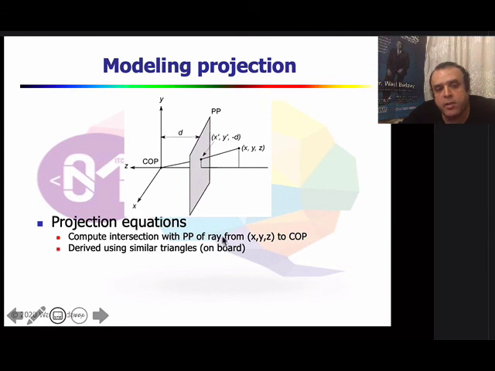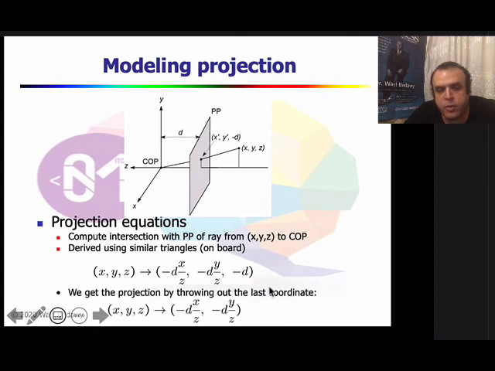For the projection equation, I want to compute the intersection between the points and the planar space, and I will derive it using the rectangle you can see on the slide here. Then the point XYZ will be minus dx over dz, minus dy over dz, minus d, and this is the equation, and we get the projection by throwing away the last coordinate. In this case, because the planar itself is at a fixed distance on the z axis, d, this is constant.